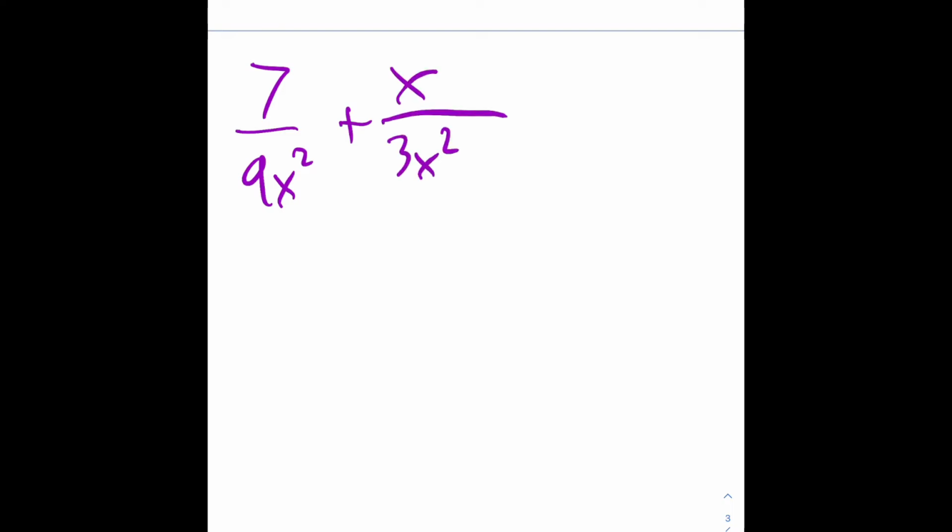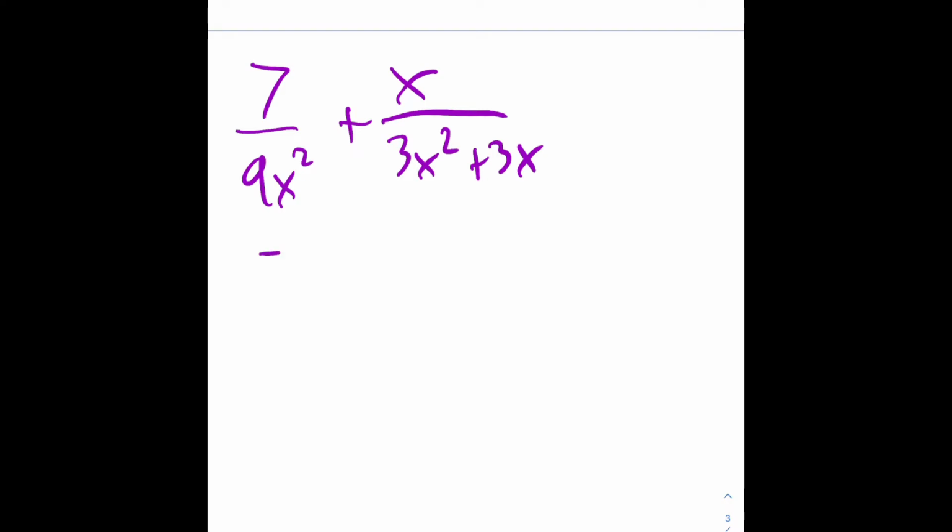Okay, let's do an adding with unlike denominators example: 7 over 9x squared plus x over 3x squared plus 3x. So again, I'm trying to find the least common denominator. And the only way that I think I can accomplish this is if I start by trying to determine a common denominator.